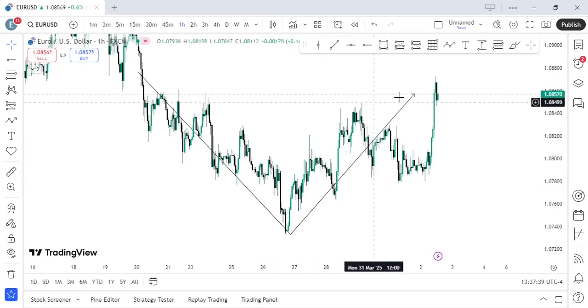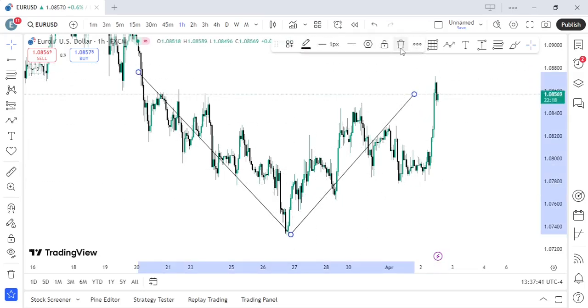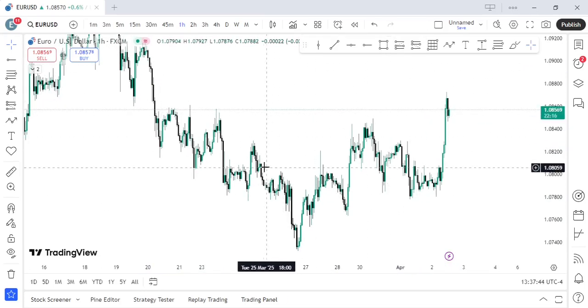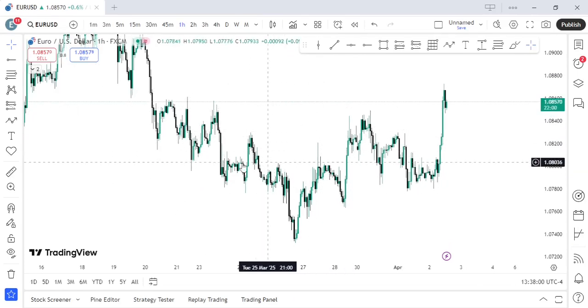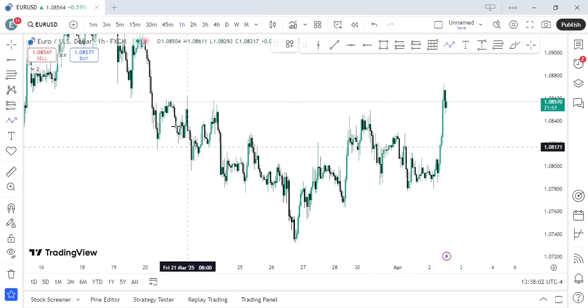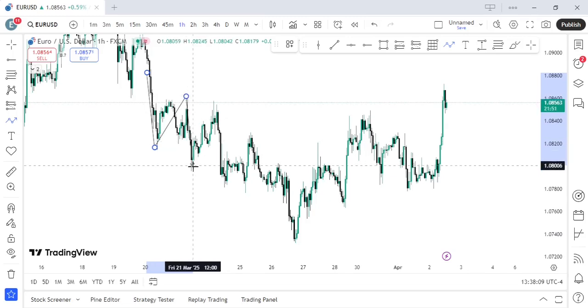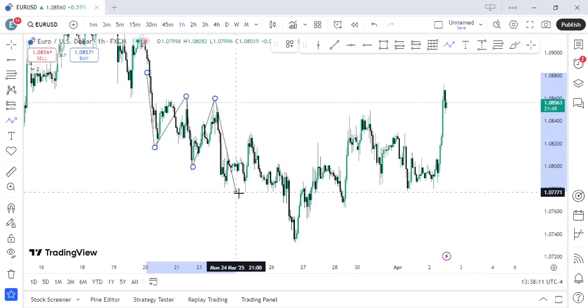So in this structure right here, how do you identify your change of character? So first off, you have to know exactly what price has been doing from the start. So you have to simply read price action. So as you can see, price has been coming all the way down. Price came down right here. So price went all the way up. This was a retracement and price came all the way down. Price went up. Price came down.